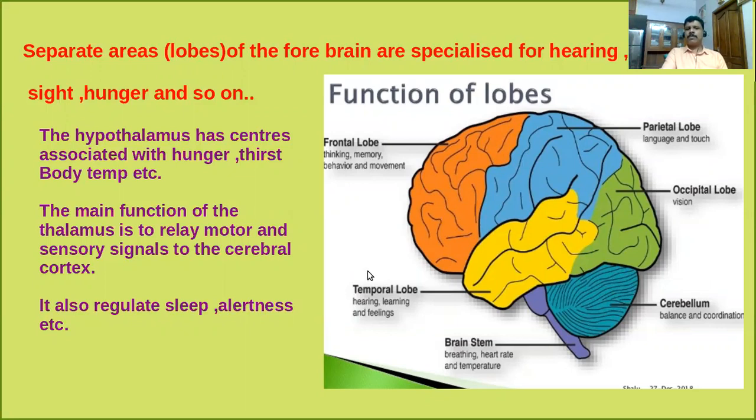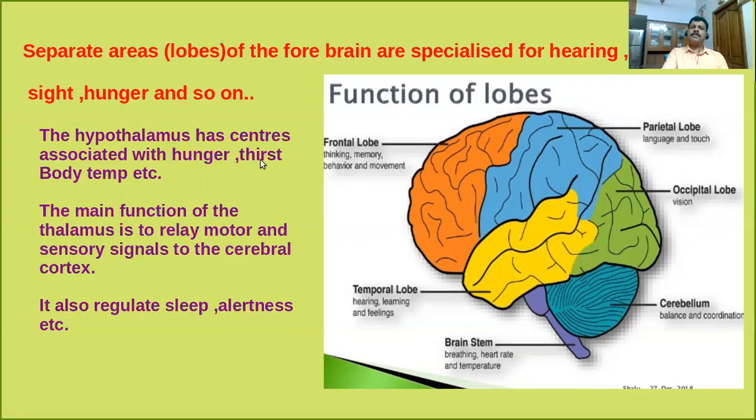Which are the most important lobes over here? The temporal lobe, frontal lobe, parietal lobe, and occipital lobe. Dear students, the occipital lobes control the vision process. The parietal lobes control the language and touch. The frontal lobe controls the thinking, memory, etc. And the temporal lobe is very important. It controls the hearing process. Okay, this is something about the cerebrum.